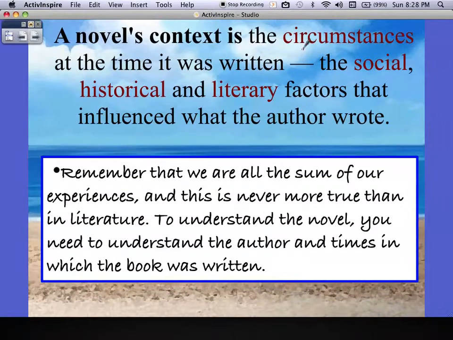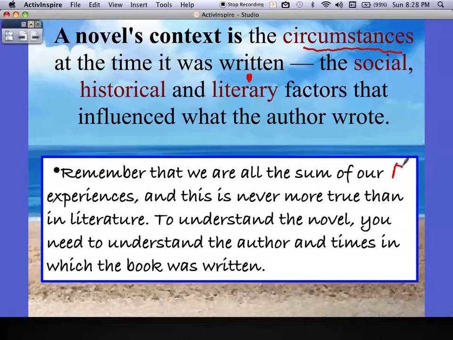All right, context is simply the circumstances that the author was living in when he or she wrote the book. That means what was society like, what was going on in history, and what were the current literary trends at the time that the author is writing.